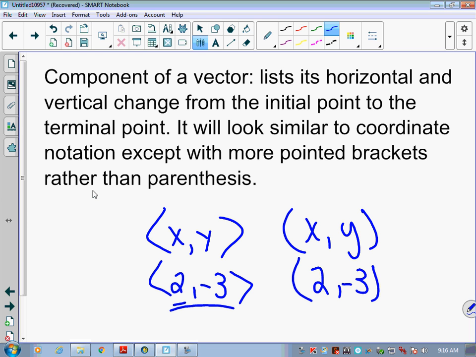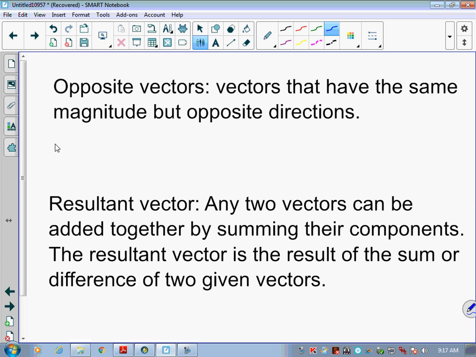Okay, do we follow the difference there? A vector can be drawn anywhere on a coordinate plane. It doesn't have to have a specific coordinate location for its initial point. Okay, and we'll see that later. It's a component of a vector. Opposite vectors. Matt, can you tell me about opposite vectors?